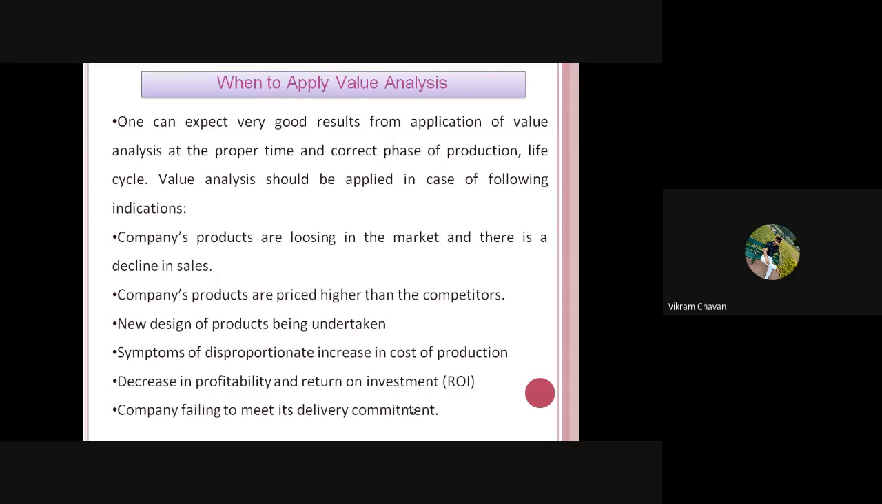Then, symptoms of disproportionate increase in the cost of production. This is also an important point, that unnecessary cost goes on increasing if you do not have that much control on the cost. Like rejection of material, that is an unnecessary cost. And then defects in the products, defects in the material, then the cost of raw material going higher and higher day by day. So that is nothing but symptoms of disproportionate increase in the cost of a product. Ultimately the raw material cost or the defects in the product will add up in the cost of the product.